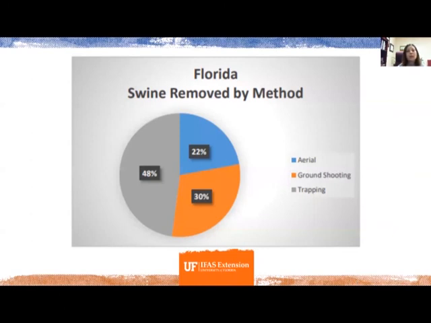So how do we remove them? Most of them are being removed by trapping. So almost 50% of them are removed by trapping. And then we have ground shooting and aerial shooting. Aerial shooting is just a tiny portion of it. They do some of that in South Florida.